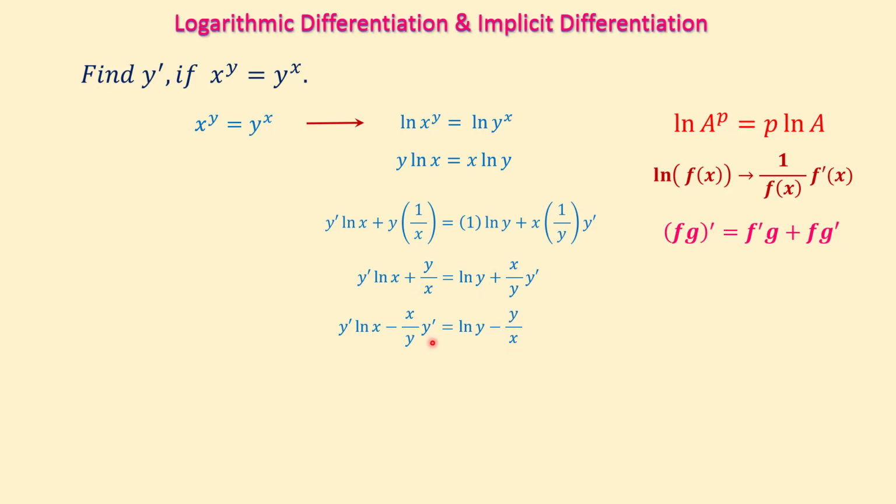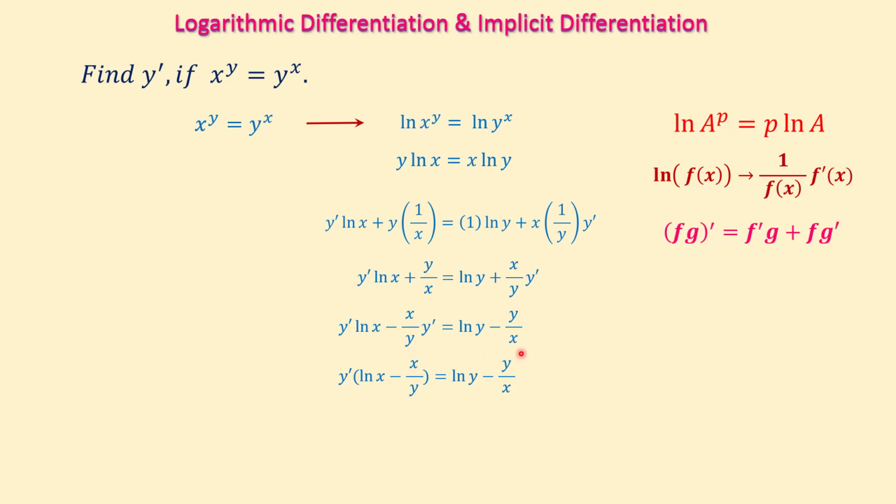To find y prime, to isolate y prime, we factor y prime from this term and this term. If we factor y prime, we have y prime bracket ln of x minus x over y. From the first term, ln of x remains, and from the second term, minus x over y remained. And we write the right side of the equation as it is.